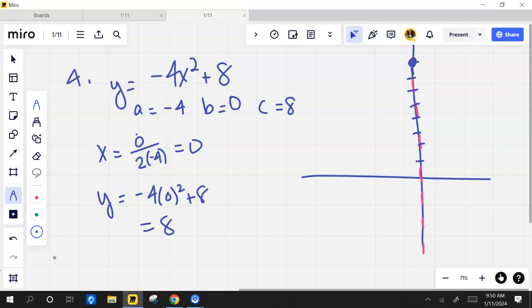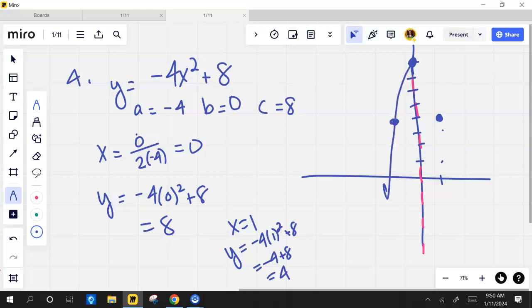What did you guys use for your x? I would use 1. I'd probably use 1 just because, and if you use something like 2 or something else, that's fine too. I tend to stay really close to the vertex, but you're not wrong either way. If I put 1 into the equation, I get -4 times 1 squared plus 8, which is -4 plus 8, which is 4. So 1, 1, 2, 3, 4. And then I'm just going to do reflect and connect.